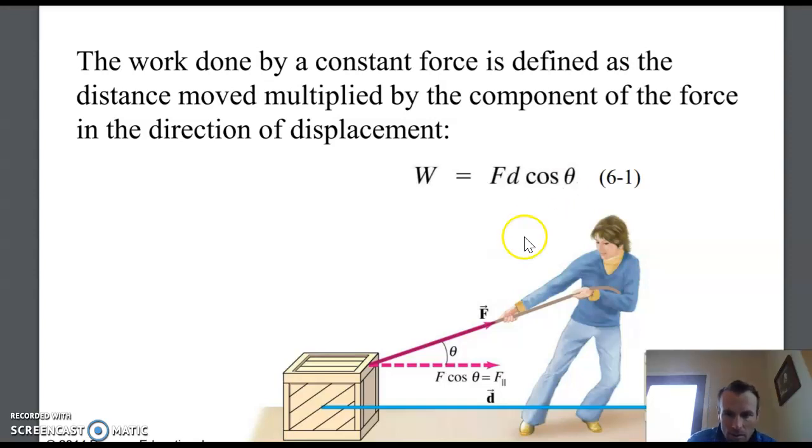So as you can see right here, the person is pulling up at an angle. And so what that means is part of that force is going to be pulling up, and part of that force is going to be pulling horizontally. And the component of the force that is in the same direction as the displacement, the horizontal component in this case, is going to be the force that does the physical work. So we have to take the x component of this force and multiply it by our total displacement. That's going to give us the work.